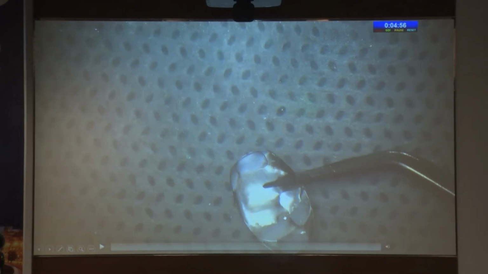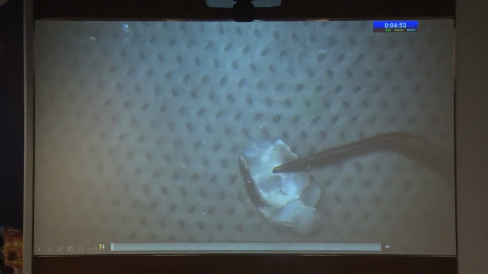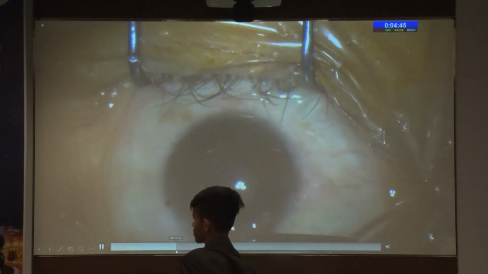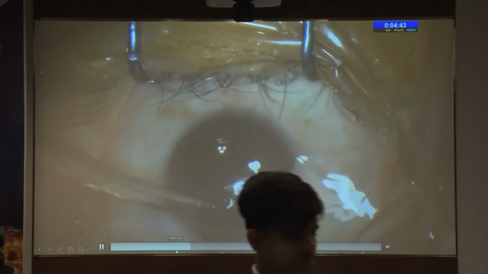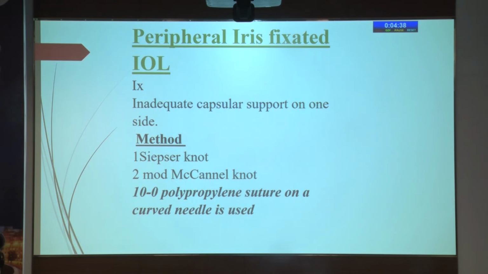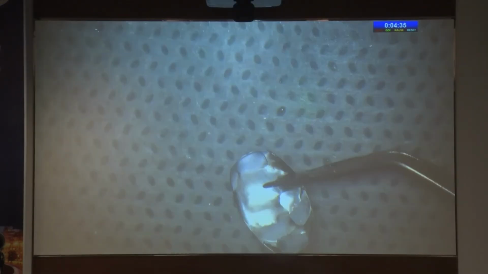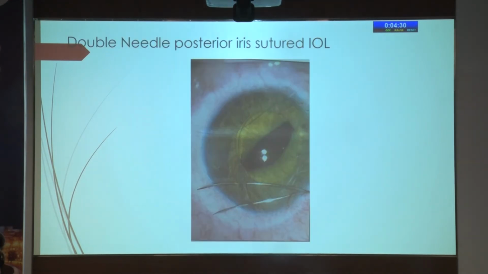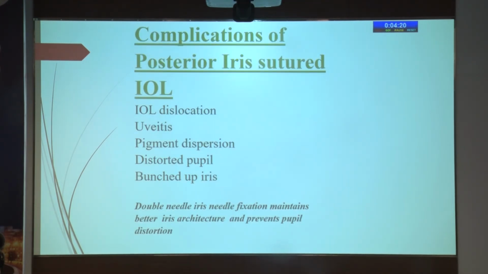This is the second video of again a posterior iris claw lens. The IOL is placed on the iris. In this case, the enclavation is done differently. Then there is a posteriorly sutured IOL which can be sutured to the posterior surface of the iris by using a Siepser or a modified McCannell suture.